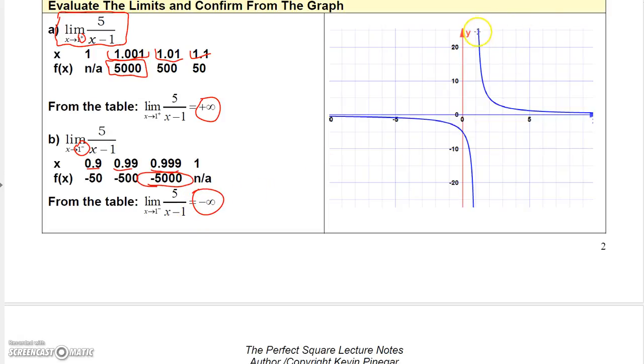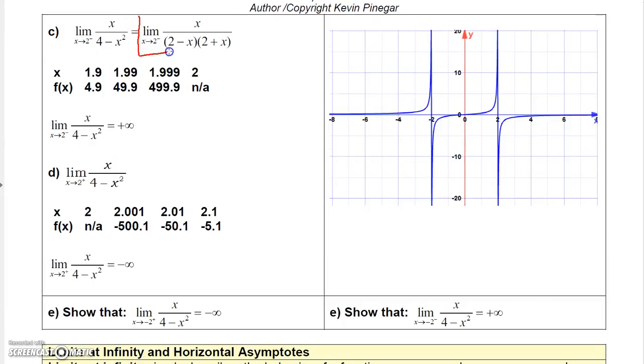And if you look at the graph here, this vertical line would be at 1. And notice from the left, the graph is going down, and from the right, the graph is going up. Thus, as you approach 1 from the right, plus infinity; you approach 1 from the left, you get negative infinity. Now, if you investigate this one in a similar fashion, you're going to find out that there's 2 places where you get a vertical asymptote, at x equal 2 and x equal -2.